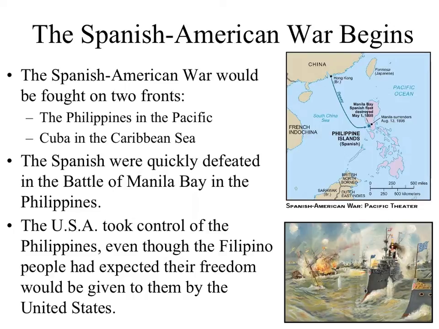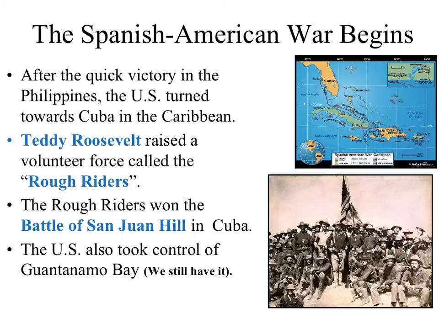The first battle actually takes place in the Philippines over in Asia. The Philippines were also part of Spain, named after King Philip, and we start fighting there on May 1st. A couple weeks later, we start to fight in Cuba itself. The Spanish are quickly defeated in the Philippines, and America basically replaces Spain as the conquerors. Right after that, we are fighting in Cuba and in Puerto Rico.